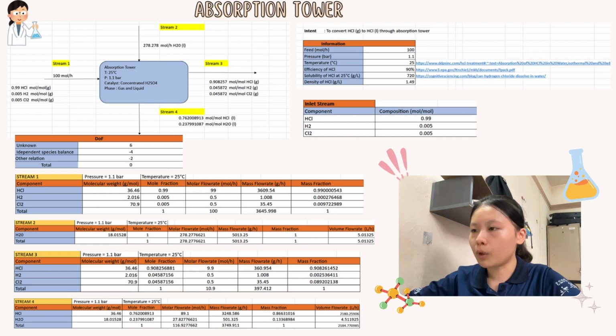For stream 2, we can find the mole of H2O by using the solubility of HCl. After we find the volume of water, we can find the mole of H2O in stream 2. Next, for stream 3, the moles of H2 and Cl2 are the same as in stream 1, and the mole of HCl we can calculate by using the efficiency of HCl. For stream 4, to calculate the mole of HCl, which is hydrochloric acid, we also use the efficiency of HCl, which is 90%. To calculate the mole of water in stream 4, we can use the solubility of HCl. After we find the volume of water used, we can find the mole of water used. And finally, we can find the mole of water in stream 4 by subtracting the water used that we calculated just now from the water in stream 2.